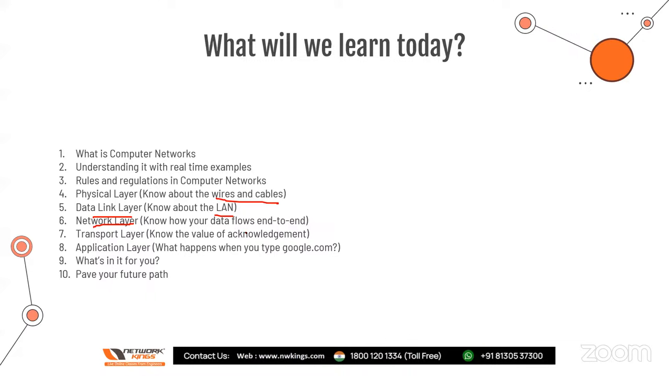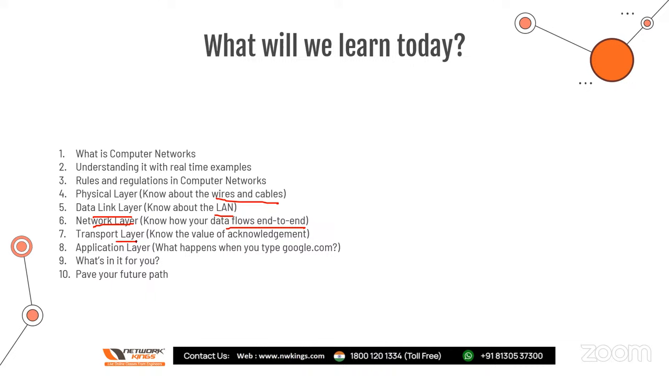This is the major chunk of our computer networks. In the network layer, we will study how a packet or traffic flows from end to end between devices. That means I'm speaking to you, you are seeing my video, you can hear me, and I can hear you. All this information, how does it flow from my laptop to your laptop? How do you see it? All those things we will understand in the network layer.